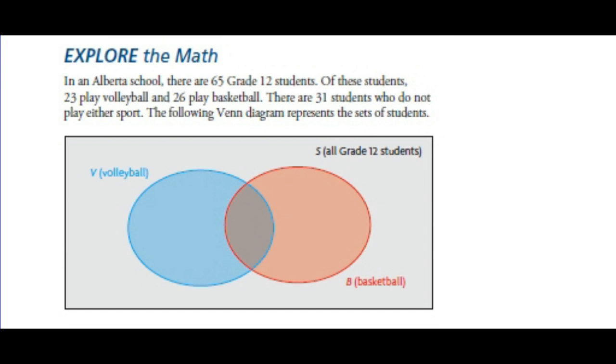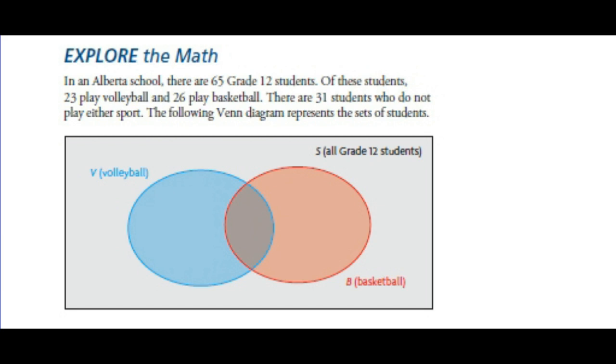Okay, explore the math. In an Alberta school, there are 65 grade 12 students. Of these students, 23 play volleyball and 26 play basketball. There are 31 students who do not play either sport. The following Venn diagram represents the sets of students. And you'll notice, best Venn diagram shirt ever.